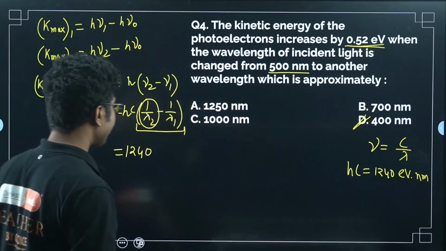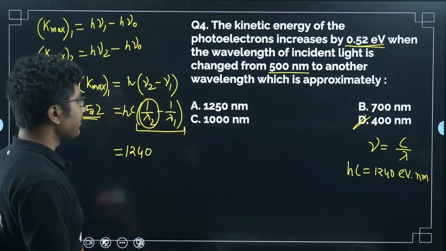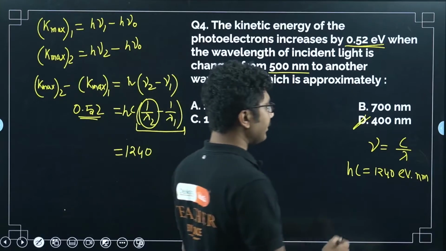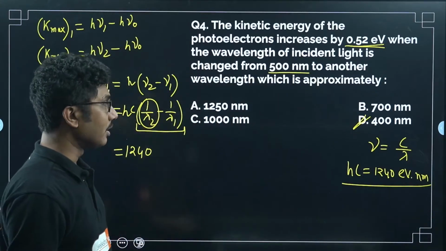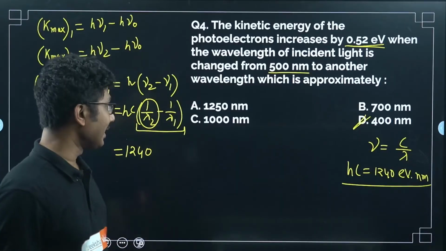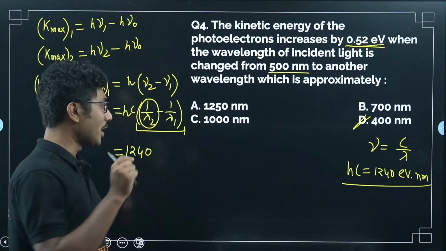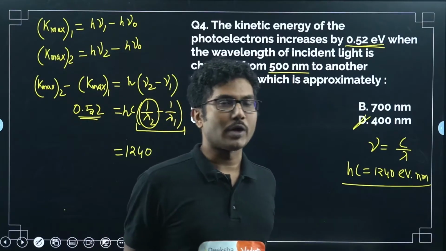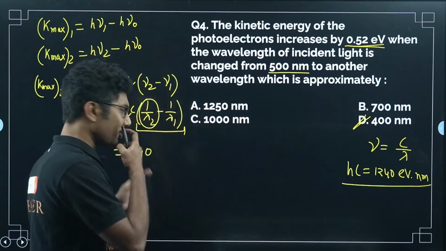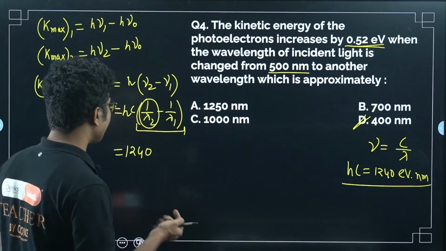Okay, so electron volt nanometer, this is a special unit. You can remember this value. It comes very often in this chapter and the atoms and molecules chapter as well. This is a very common value. So 1240, someone uses 1242, everything is fine. 1240 is also fine, but 1240 is a round figure, so I prefer 1240.